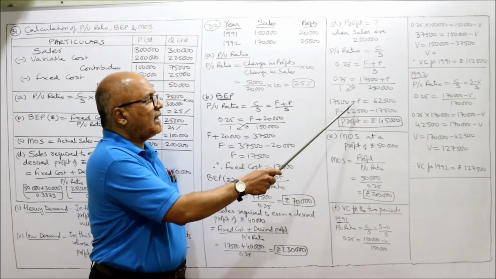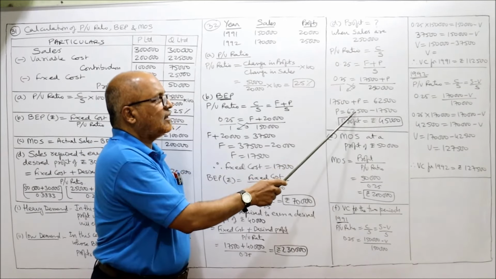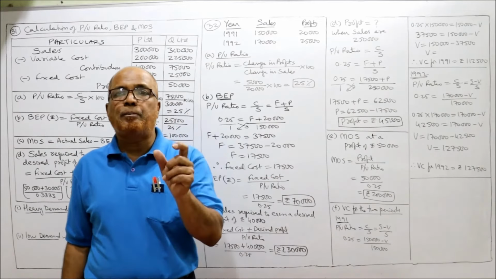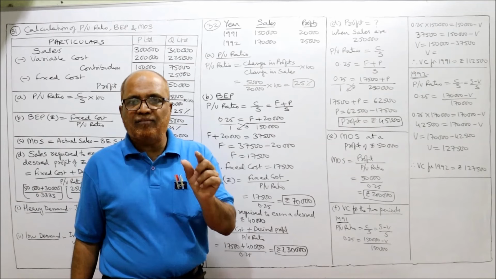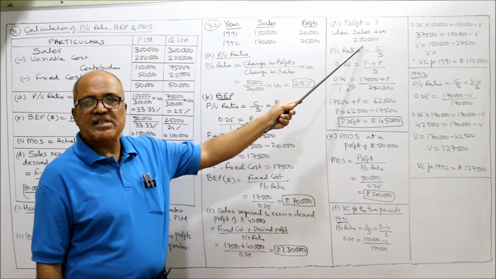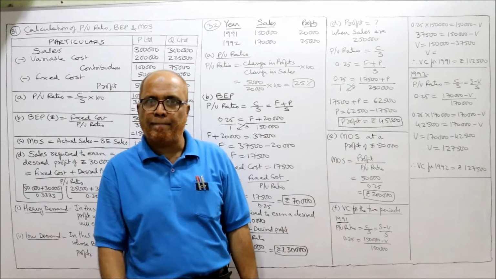Now keep the P on LHS. Take this 17,500 to RHS. So 62,500 minus 17,500, 45,000 rupees is the profit. So when will we get 45,000 profit? When sales are 2,50,000. If sales are 2,50,000, we will get a profit of 45,000.